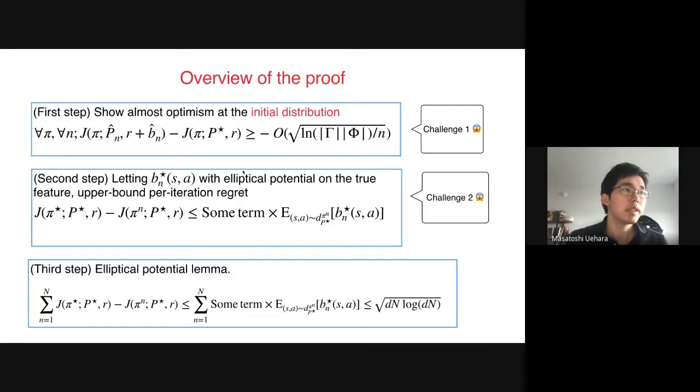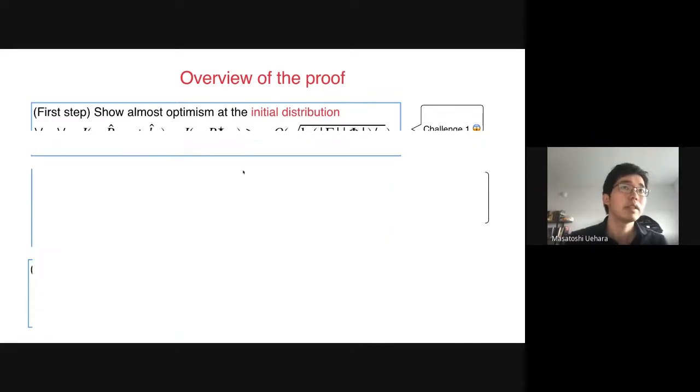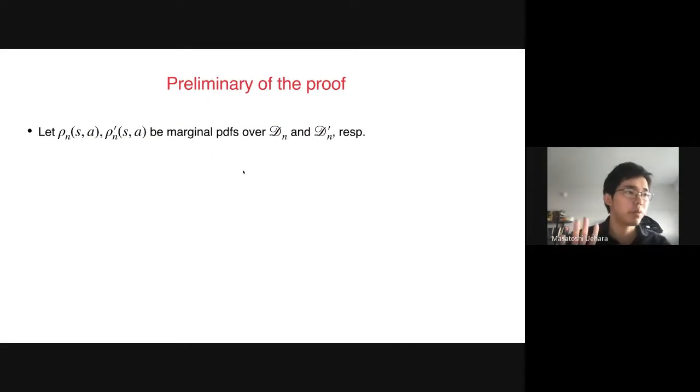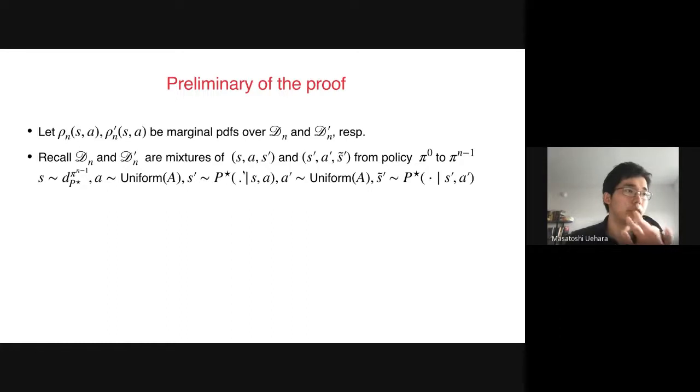So first, let's see the first step in detail. Before going to the first step, let me introduce some notation. Let rho n and rho n prime be marginal PDFs over the data D n and D n prime. Recall that D n and D n prime are generated in the following way. It is a mixture of distributions over (s, a, s prime) and (s prime, a prime, s double prime) from episode 1 to episode n minus 1. So this 0 should actually be 1.